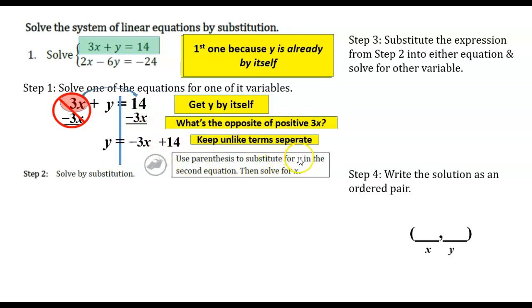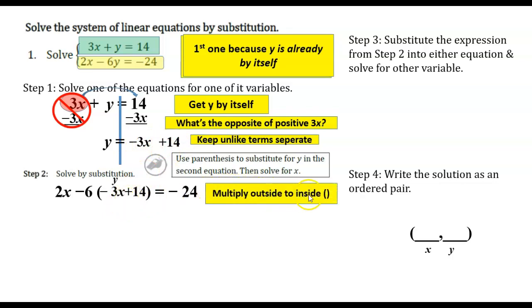Then it says use parentheses to substitute for y in the second equation. So notice how I'm highlighting the second equation, and I'm going to copy it down, leaving a space for y. Instead of just that blank space, I'm going to plug in negative 3x plus 14. And we're going to multiply what's outside to what's inside the parentheses. So that negative 6 is going to be multiplied to negative 3x and the positive 14. Take a moment and do that now. And unpause. Hopefully you got positive 18 and negative 84.